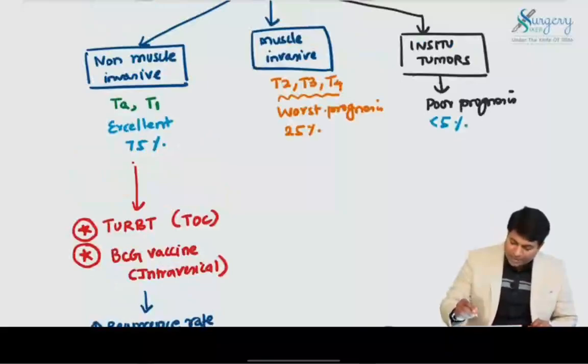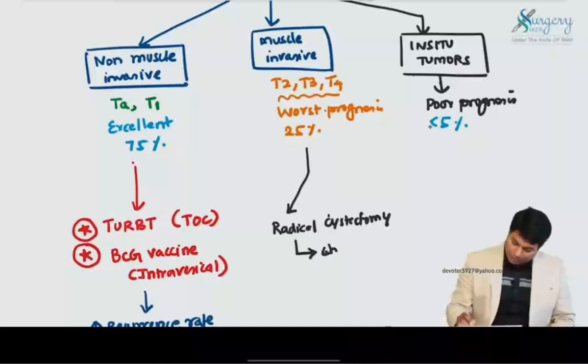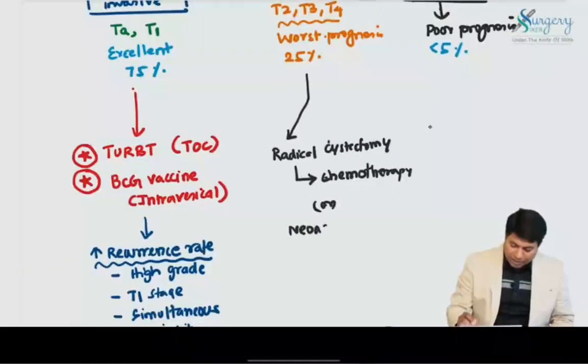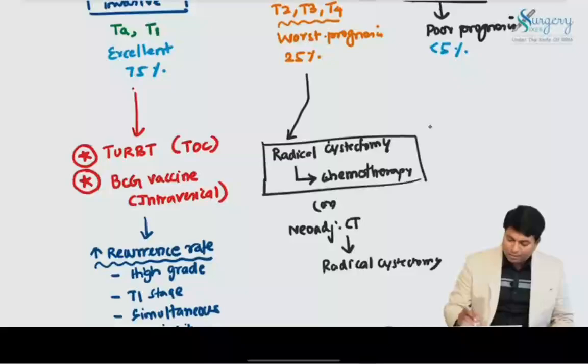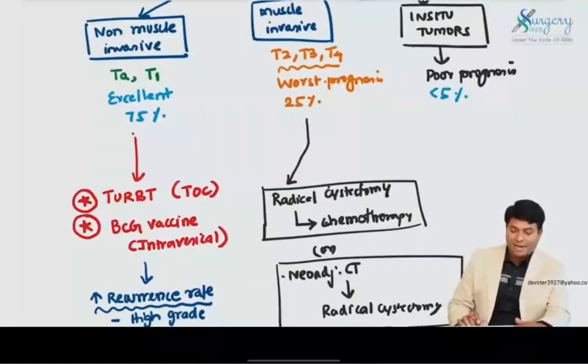Coming to muscle invasive cancer, the option is radical cystectomy. Whenever possible, radical cystectomy is the treatment for muscle invasive cancers, followed by chemotherapy. Or we can give neoadjuvant chemotherapy followed by radical cystectomy. Anyhow, we will do radical cystectomy. We can do either radical cystectomy followed by chemotherapy or neoadjuvant chemotherapy followed by radical cystectomy. Both can be done. I will discuss muscle invasive cancer in detail later.